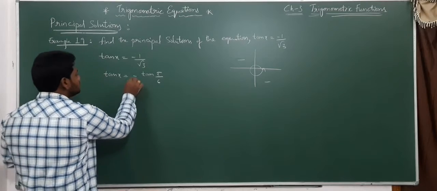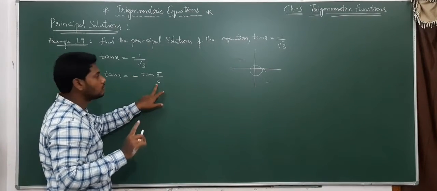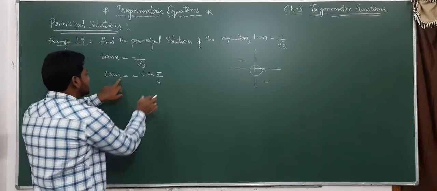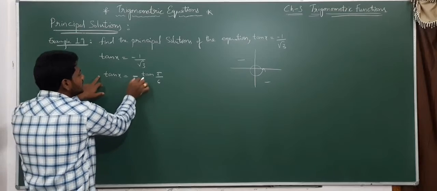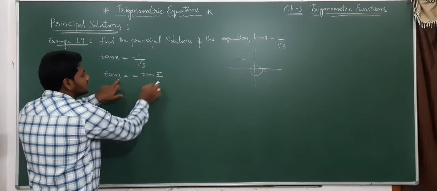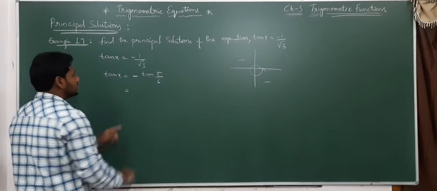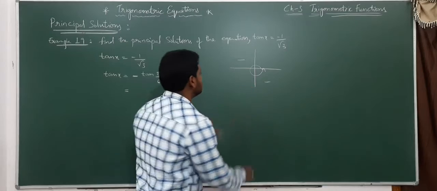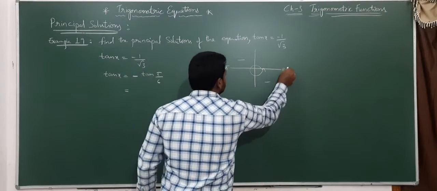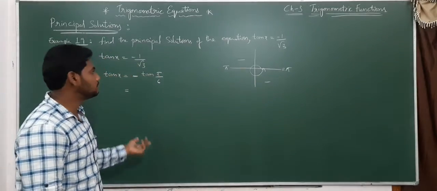This minus tan pi by 6 does not mean x equal to minus pi by 6. When we take x equal to this value, it means the two signs are equal, but here positive is there, here negative is there. We cannot take x equal to pi by 6. This is wrong. Now what we need to take is, here tan is negative. In which two quadrants? Here and here. This is pi and this is 2 pi. Here we need to use only pi and 2 pi to find the principal solutions.